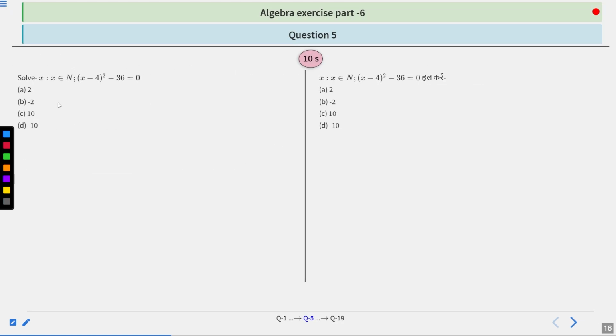Next, solve for x, where x belongs to natural number N, and the equation given is (x − 4)² − 36 = 0. And options are option A 2, option B minus 2, option C 10, and option D minus 10. These are the options, and I'm giving you 10 seconds to find out the correct option. After that, I will do the solution for you.